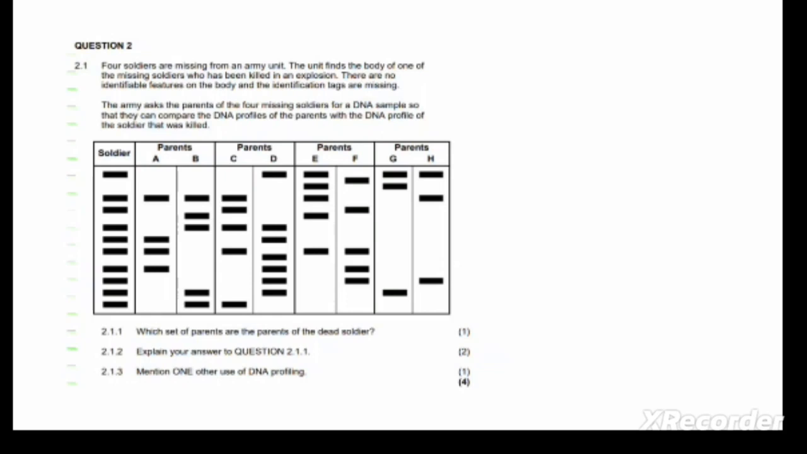So the first question says, which set of parents are the parents of the dead soldier? The answer is C and D. Explain your answer: because the DNA bands found in the soldier are all found in parent C and D. Mention one other use of DNA profiling. It is used for identification of criminals, identification of genetic disorders, developing cures for genetic disorders, and tissue typing for organ transplant.